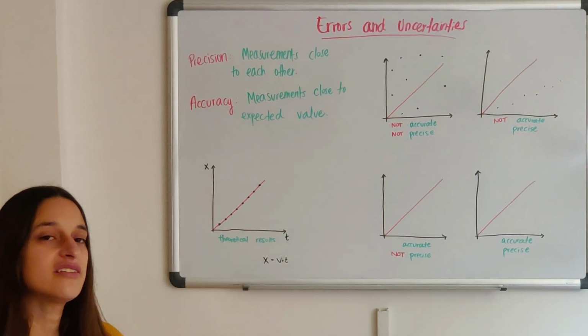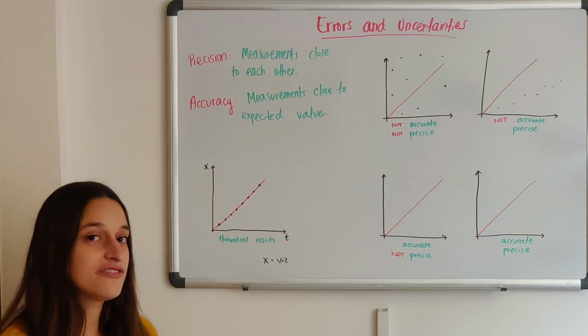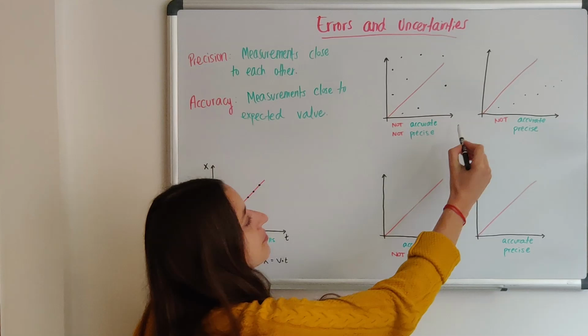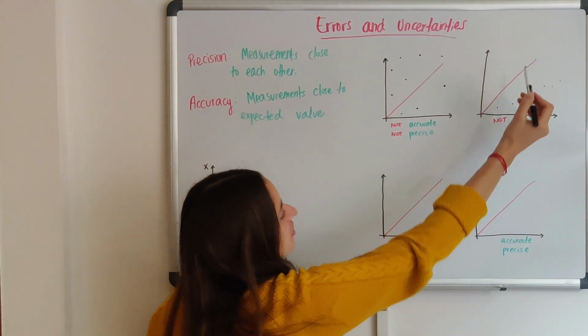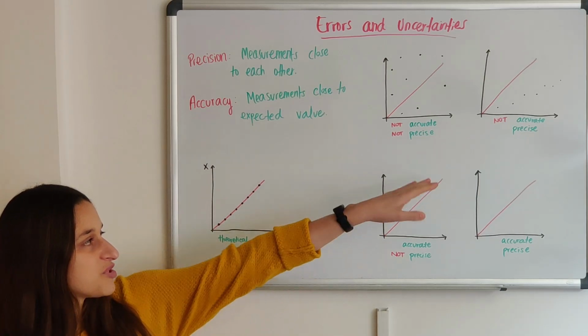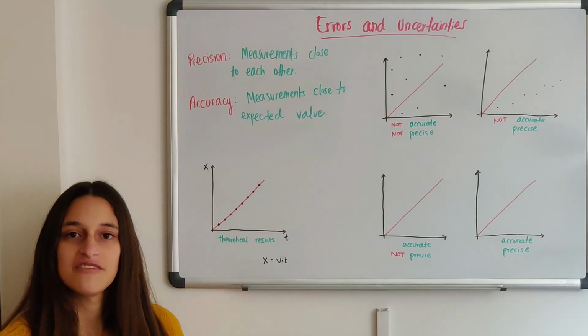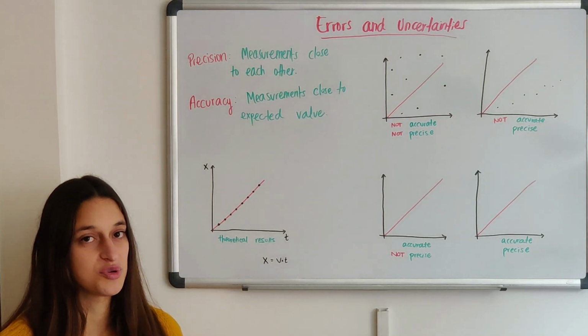So it's pretty clear that the data is linear, but if we were asked to draw the line of best fit, it would be a line with a slope much lower than the slope that we were expecting. So this is precise. The data looks close together, but it's not accurate. It's not giving us the value of the speed that we were supposed to get.